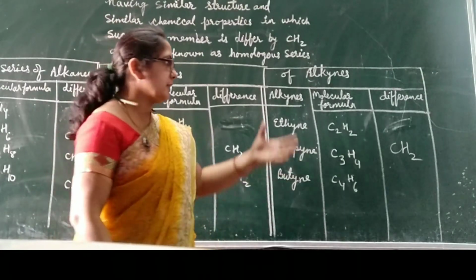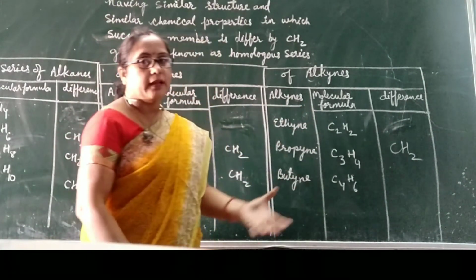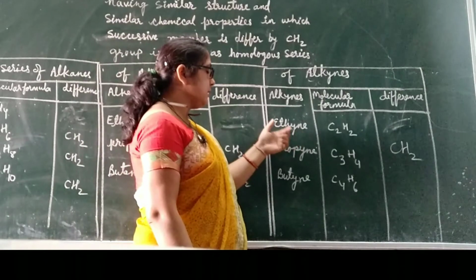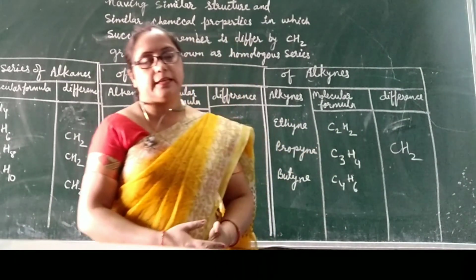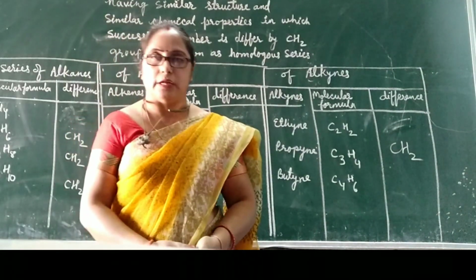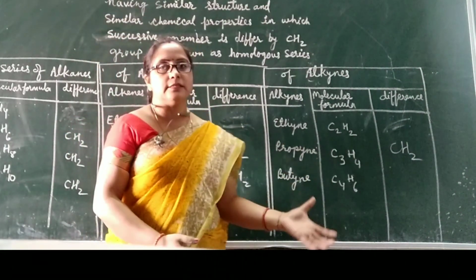The third one is alkynes. In the homologous series of alkynes, ethyne, propyne and butyne, they also differ by a CH2 group or by a mass of 14 units. So this is the homologous series.